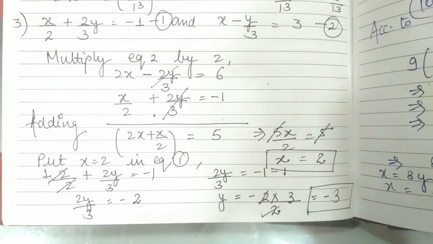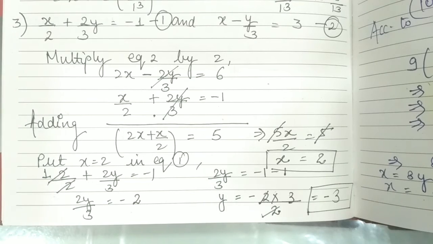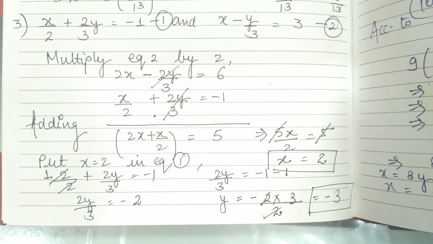This is the solution. So the simple rule to solve equations by the elimination method is, first equate the coefficient of any one variable. You can choose either x or y, and then observe the signs. If the signs are the same, we are going to subtract, and if the signs are different, we are going to add.